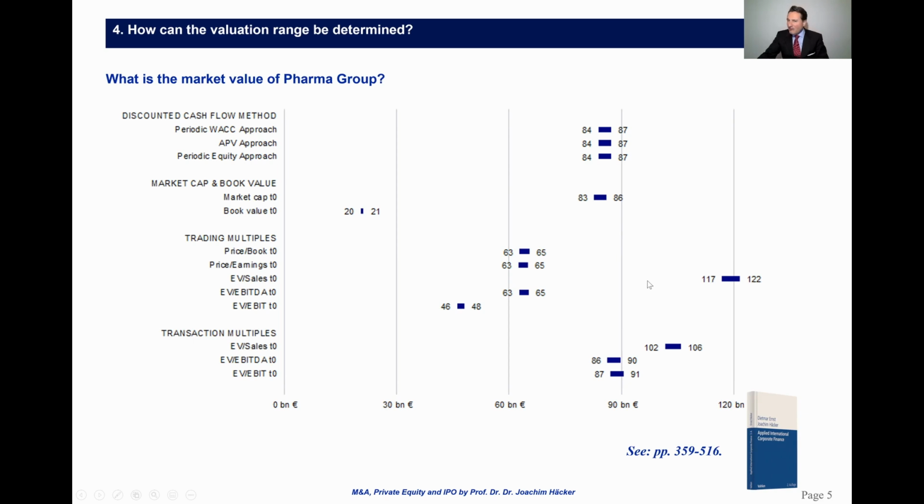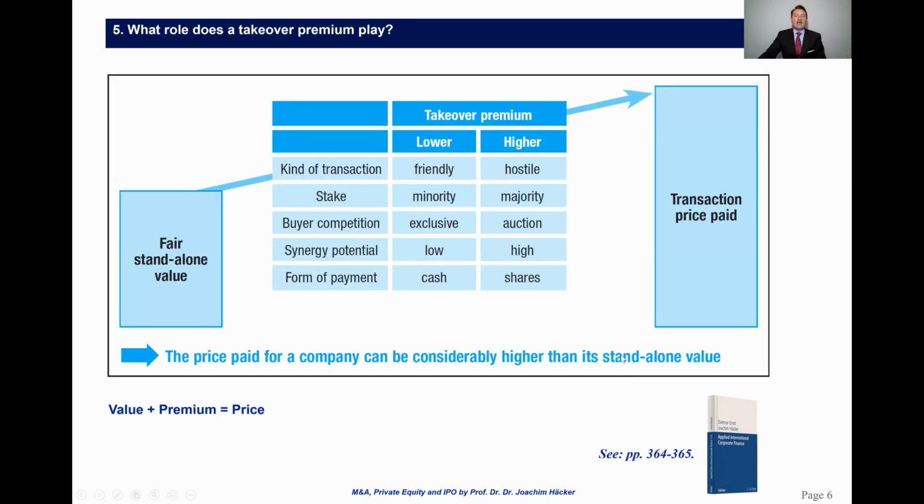And we spoke about the difference between value and price. This can be seen here in question number 5. What role does a takeover premium play? We see the fair standalone value plus the premium, here the takeover premium, equals the transaction price that is being paid. Value plus premium is price.